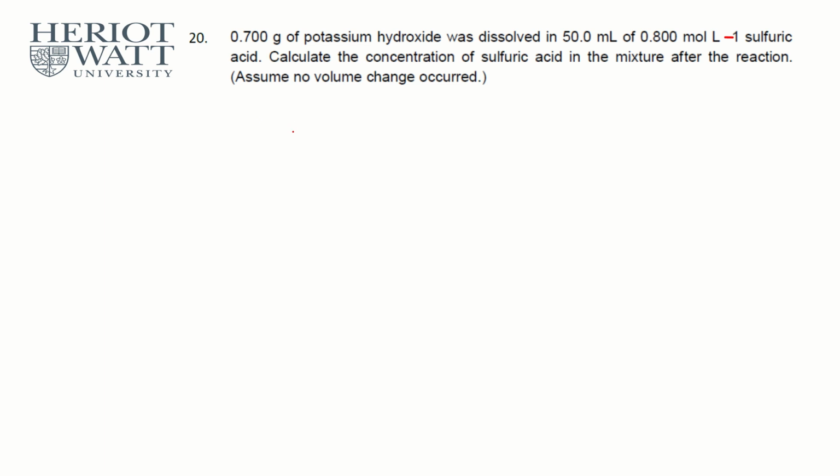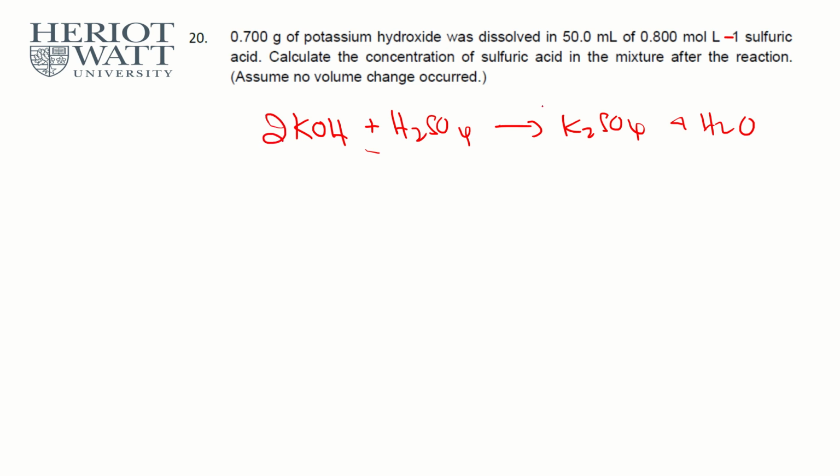So first, write out the balanced equation, KOH plus H2SO4. You get K2SO4 plus H2O. So it's a neutralization reaction, guys. Balance the equation: I need 2 KOH, and I'll form 2 water. Okay, balanced.